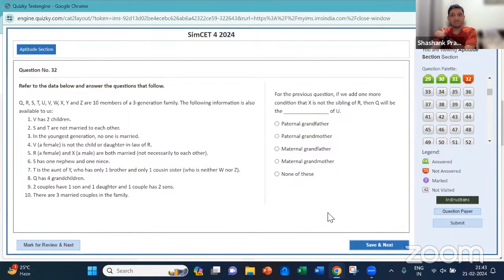X is not the sibling of R, then Q will be the dash of U. Q कहाँ चला गया? Q has four वो तो कुछ तो grandfather हो गया वो. U कहाँ पे चला गया? U was this cousin sister. One brother, one son, one daughter वाला couple था वो. And I think going by the previous वाली X से करें तो paternal grandfather आ जाएगा because X is the father of U is what I believe.